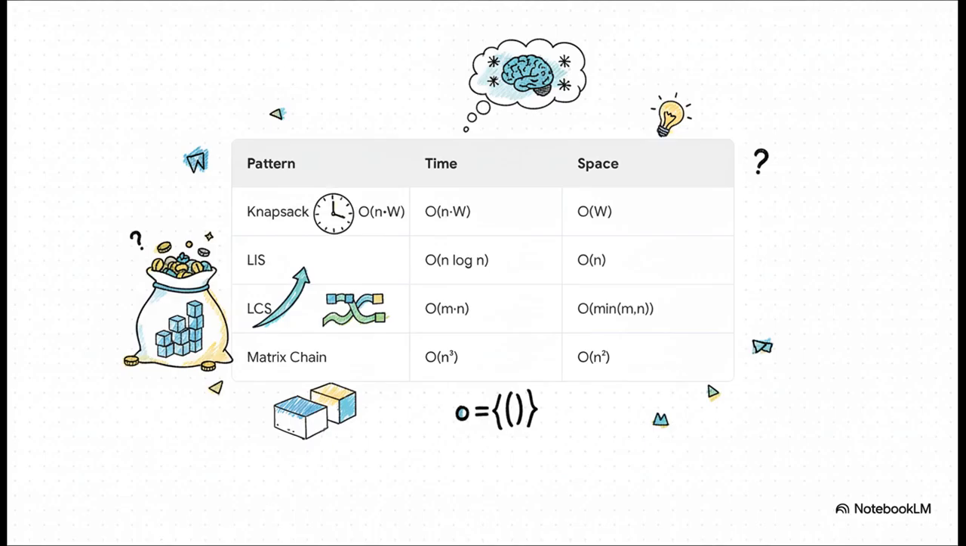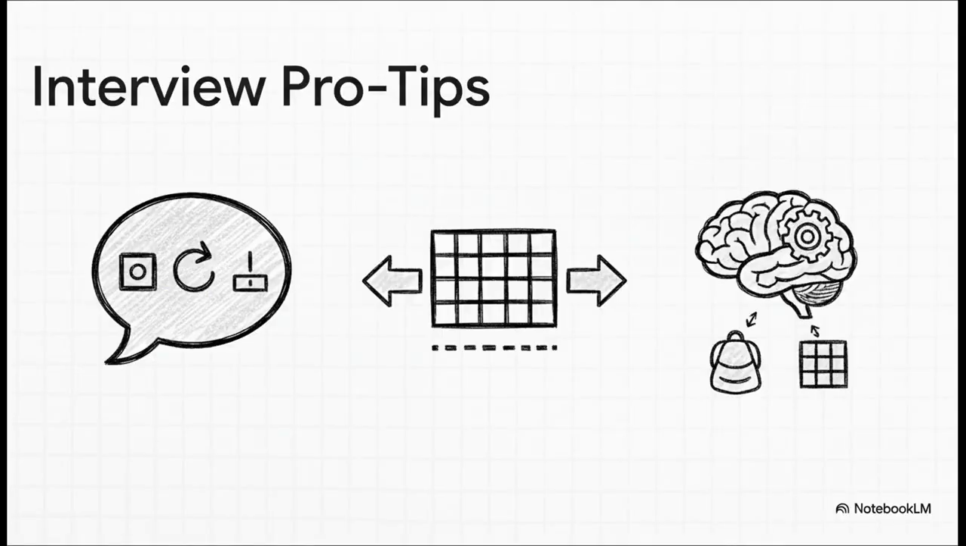For instance, if you get a problem and you think, this feels like I'm picking items with weights and values, your brain should immediately go, that sounds like knapsack, so I should be aiming for a solution around O of n times capacity. And finally, here are a few pro tips to really make you stand out.